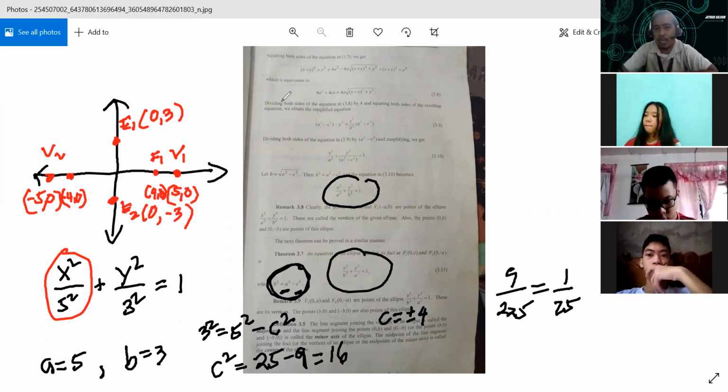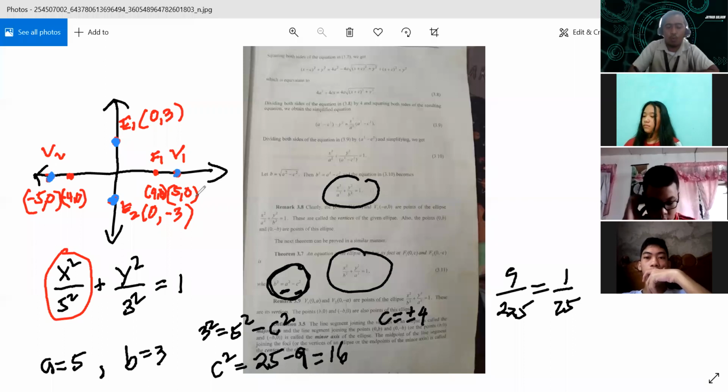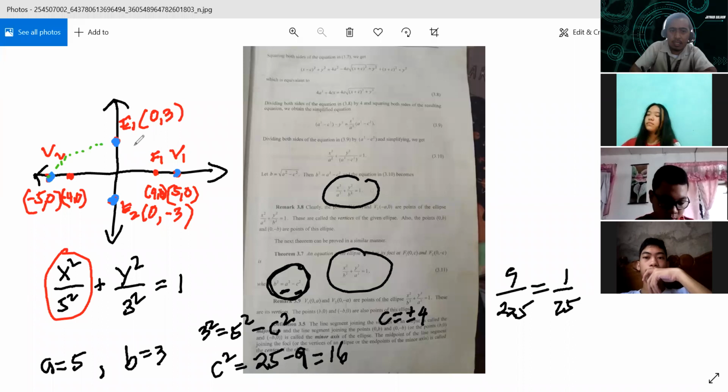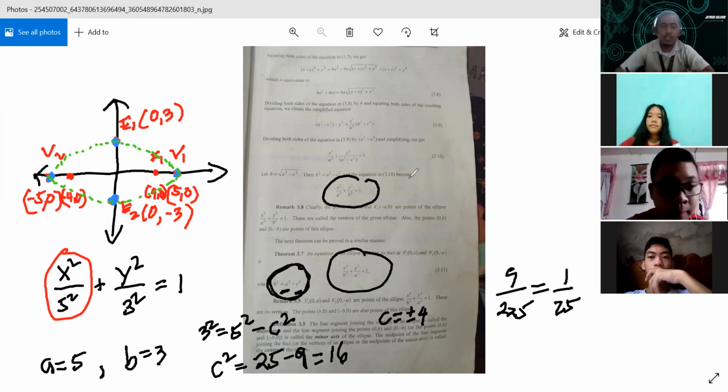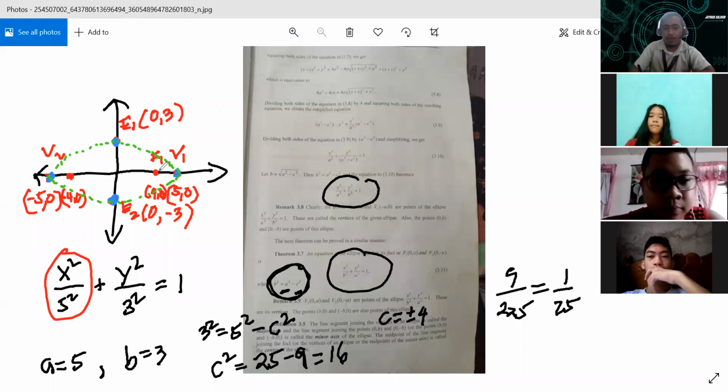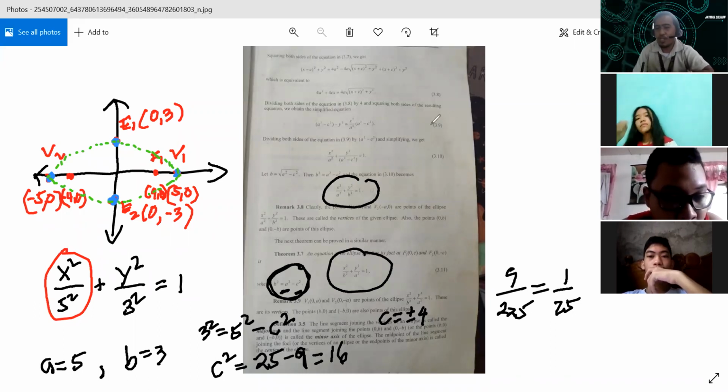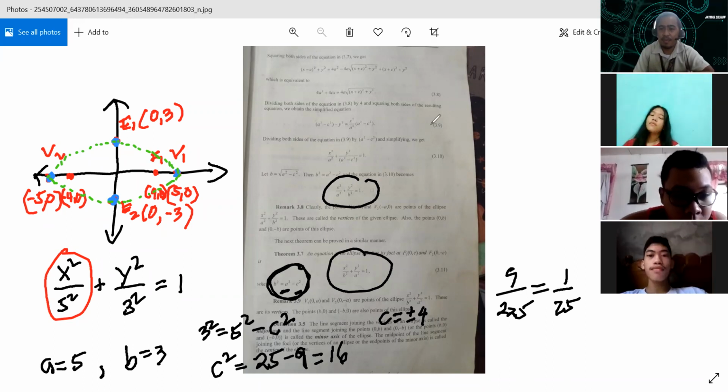Actually, class, what's important here is that you have this extremity 1 and 2, vertex 1 and vertex 2. Once you have those, you can sketch the graph of your ellipse, and it will look like this. Got it? So that is now the graph of your ellipse. Any question? No question? Clear? That is the graph of the ellipse.